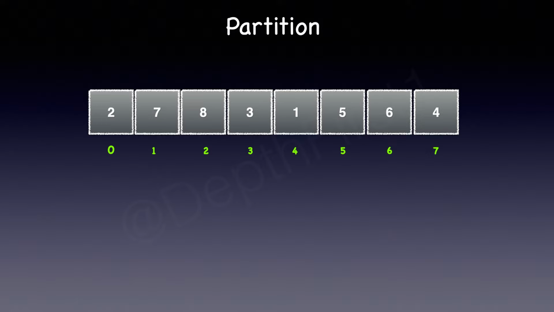Let's first take the time to understand what the partition algorithm is. Now let's pick a number. Let's say that number is the last element, which in this case is 4. So we want to partition the array in such a way that the numbers less than or equal to 4 are placed on the left side, and the numbers greater than 4 are placed on the right side. And in the end, we want to return the index where this array was partitioned.